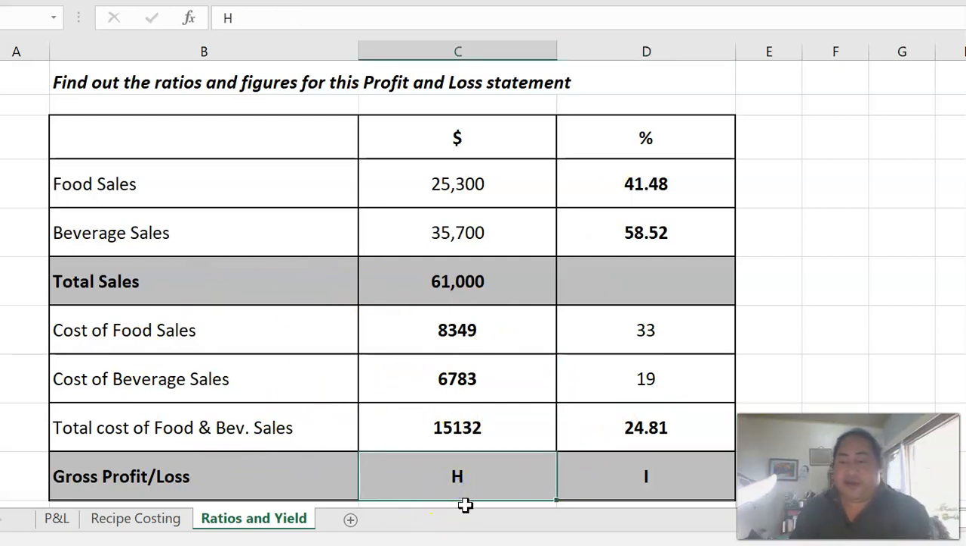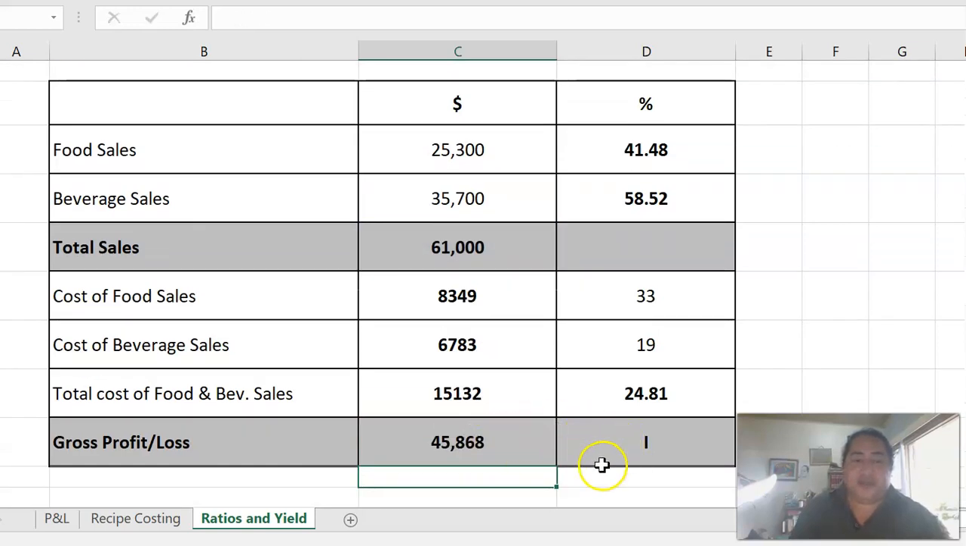Obviously you knew what gross profit was because we did that in our earlier lab with the recipe costing and profit and loss. Equals, it's the total sales minus the total cost. So the total sales minus the cost will give you a gross profit. So equals 61,000 less 15,132. That's your gross profit.